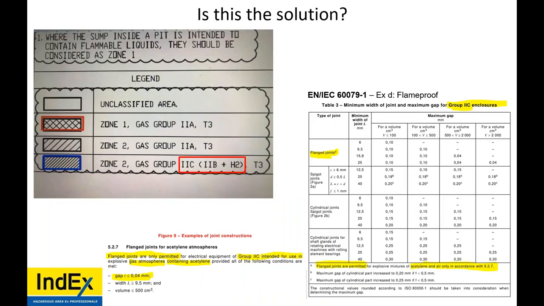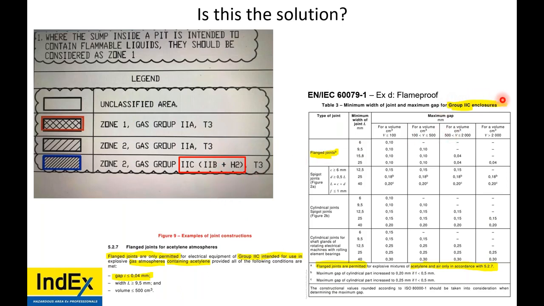So one solution that some companies go with is where in the legend or in the notes, they mention 2C, but in brackets 2B+H2. I do not agree with this. This will also cause confusion. Why? Well, if that area is only assessed for hydrogen, why would it be 2C? What about acetylene? Can acetylene be present? We don't know. It could be, you would have to look within the datasheet for the sources of release. So this can cause confusion.